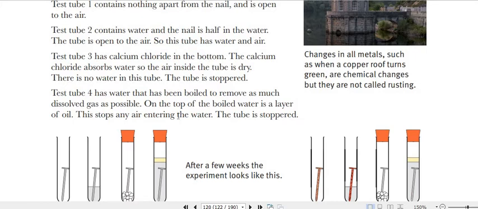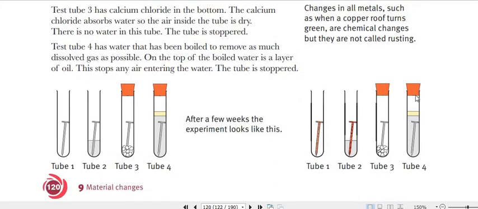التيوب نمبر 4 في عنا كان boiled water بس ايش في فوقيها on the top layer of oil, so that means no air will enter the water, ف the tube is stoppered يعني سكرناه كمان. فهنا after few weeks the experiment looks like this. كان في عنا rusting صاير بتيوب 1 و 2 بس no rust بتيوبs 3 و 4. 3 because you don't have water, you just have dry air, و tube 4 you have water without air. فذات mean الرستنج ما بصير إلا إذا كانوا oxygen و water together.